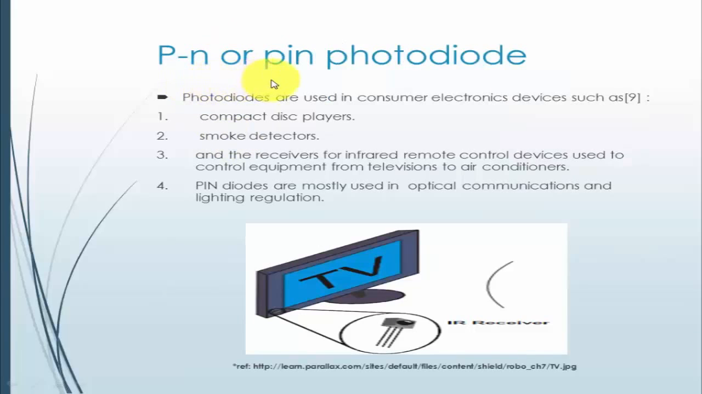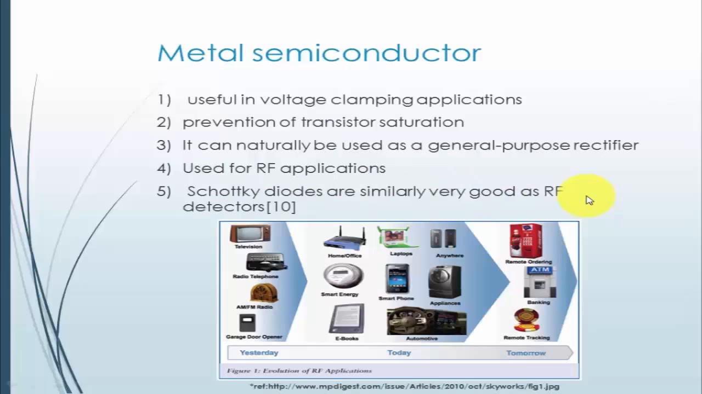PN or PIN photodiodes are used in consumer electronics devices, such as compact discs, smoke detectors, and the receivers for infrared remote control devices, which are used to control equipment from televisions to air conditioners. PIN diodes are mostly used in optical communication and lighting regulation.